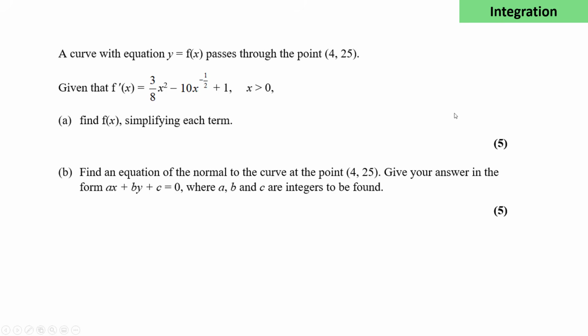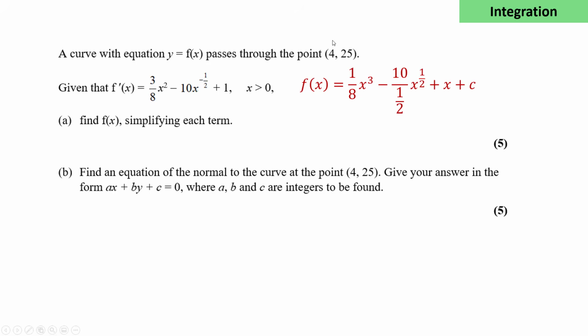Here's a common integration question. We're told the curve with equation y equals f of x passes through the point (4, 25), and we're told the derivative of f of x is 3/8 x squared minus 10x to the minus a half plus 1. We need to find f of x. So we integrate the derivative. We get f of x is 1/8 x cubed minus 10 over a half x to the half plus x plus the constant of integration c.